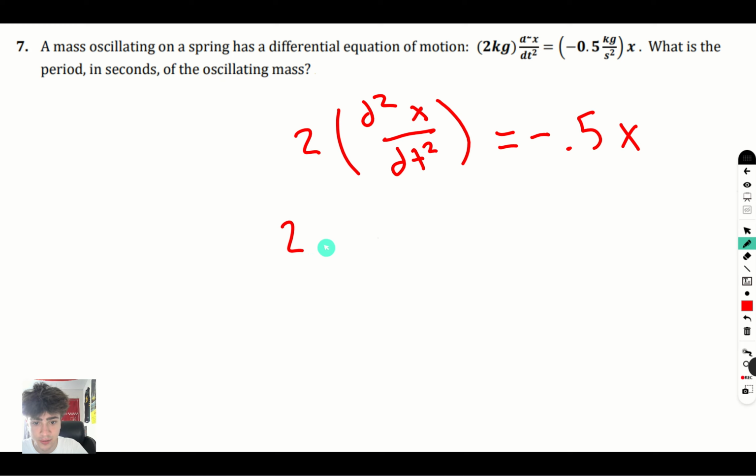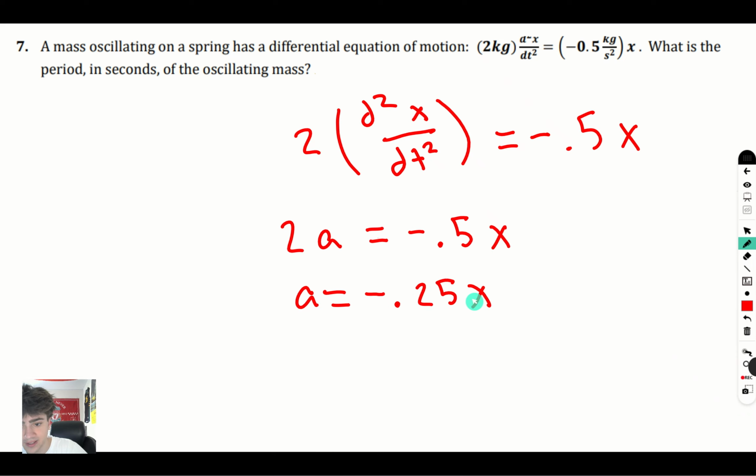So then here we have 2a is equal to negative 0.5 x, and the last step we're going to take to find our acceleration is to divide both sides by 2, and we'll get that negative 0.25 x is our acceleration.